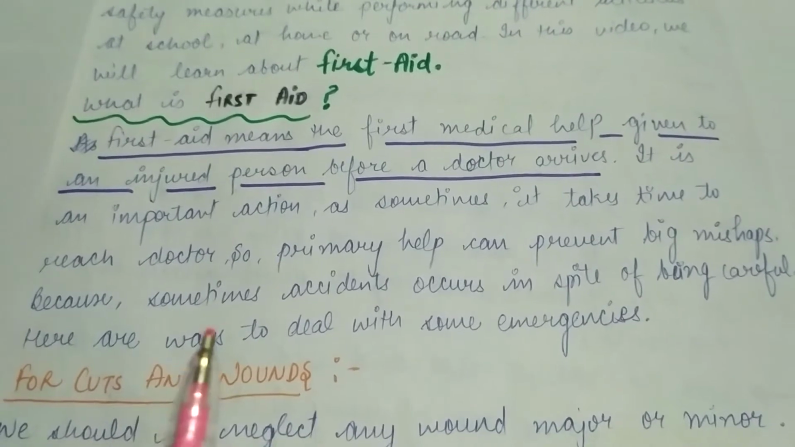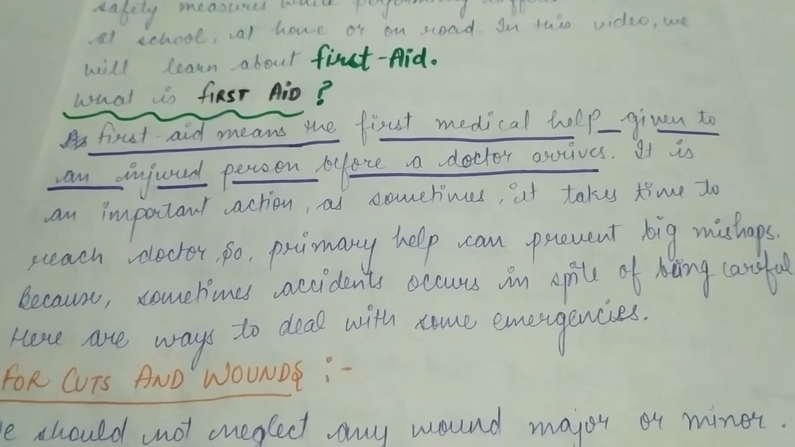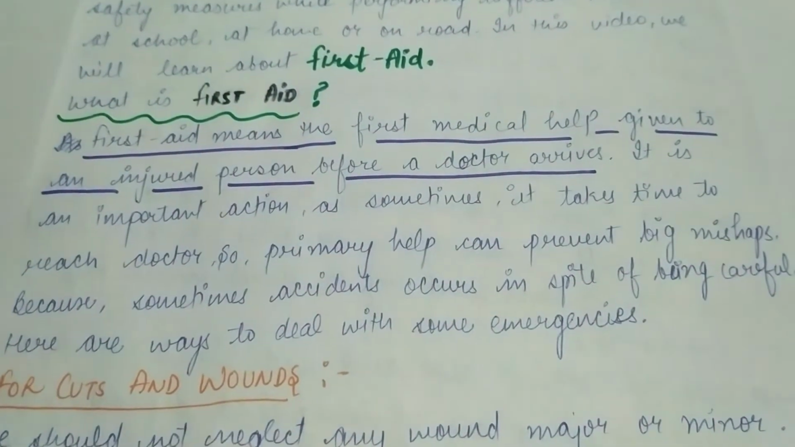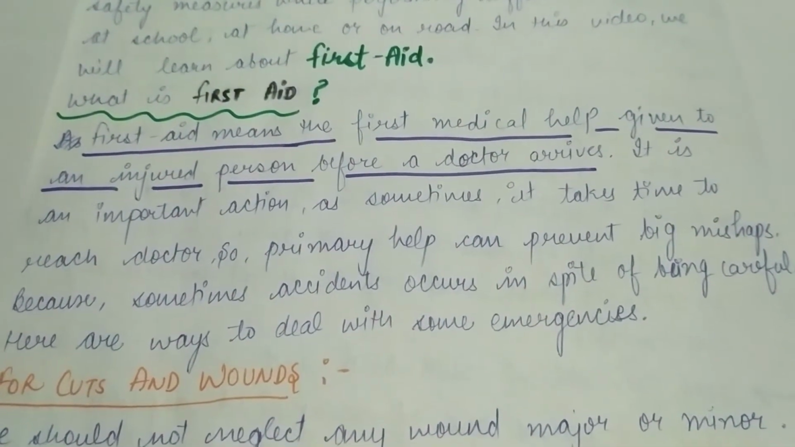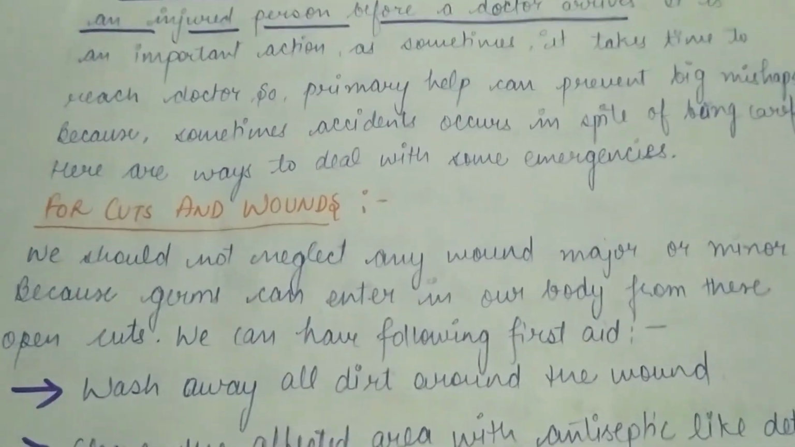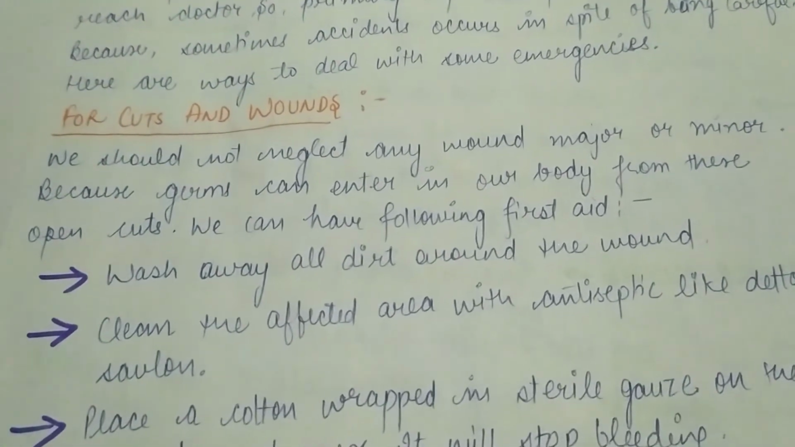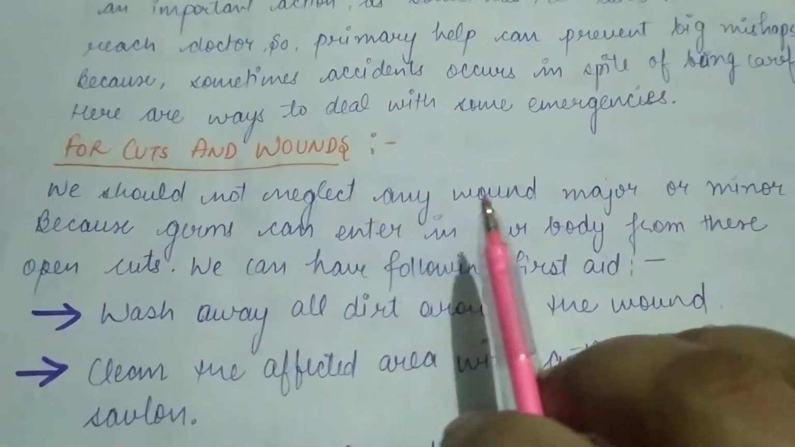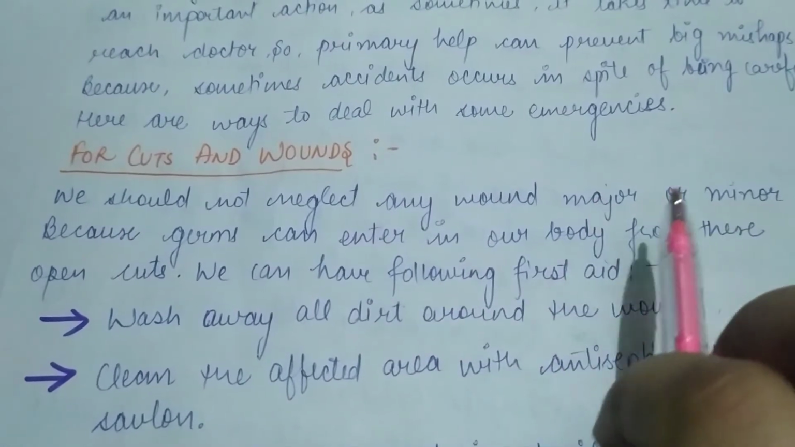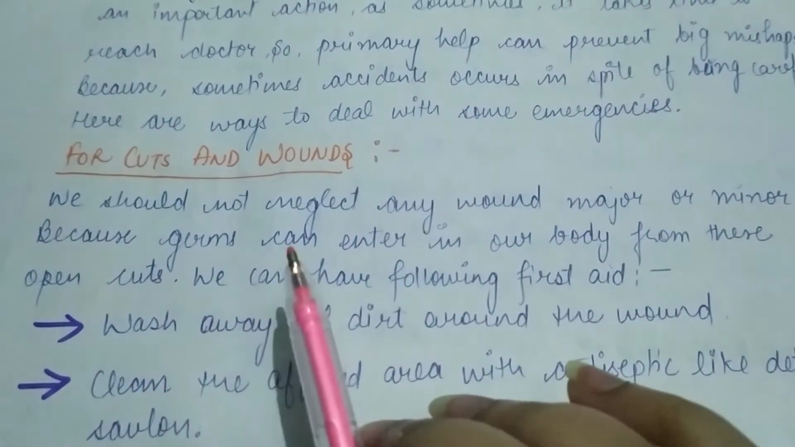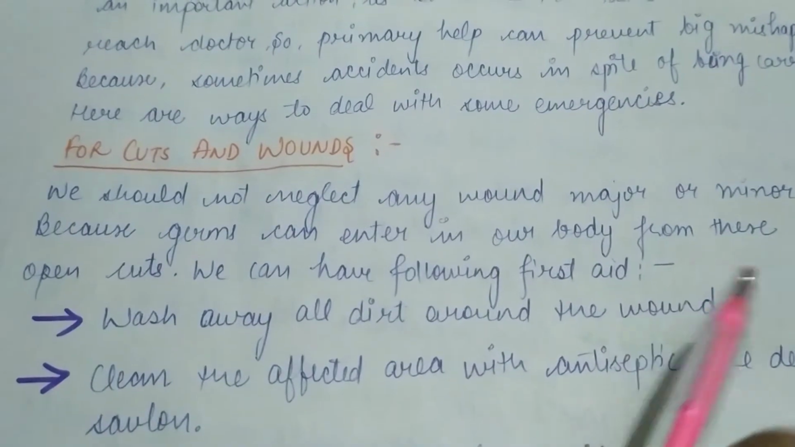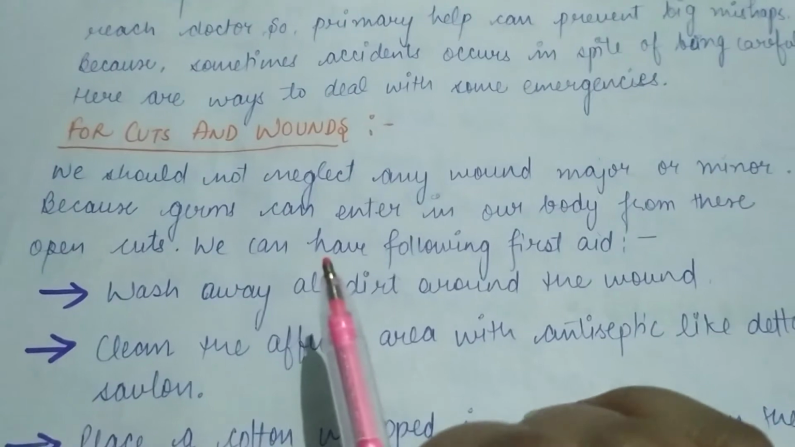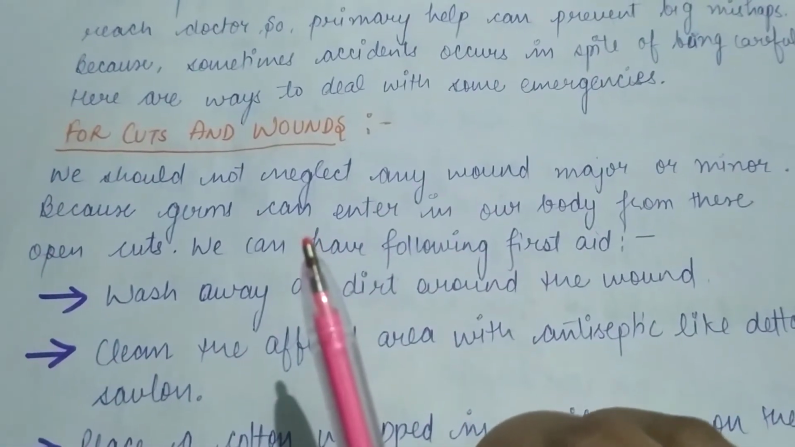So, here are ways to deal with some emergencies, that is, what kind of first aid should be provided in which case. Now, first is for cuts and wounds. We should not neglect any wound, whether it is major or minor, because germs can enter our body from these open cuts and may cause infection. So we can have the following first aids.